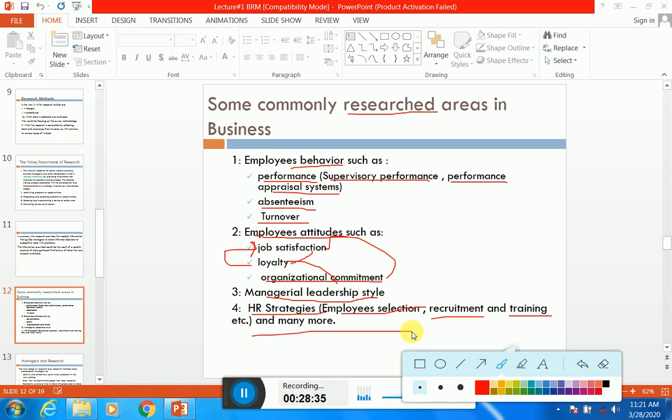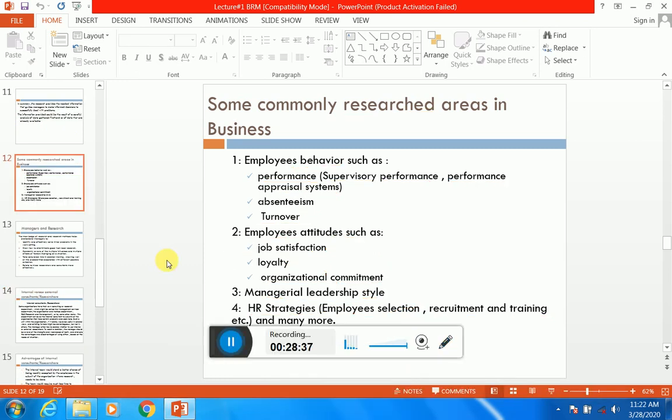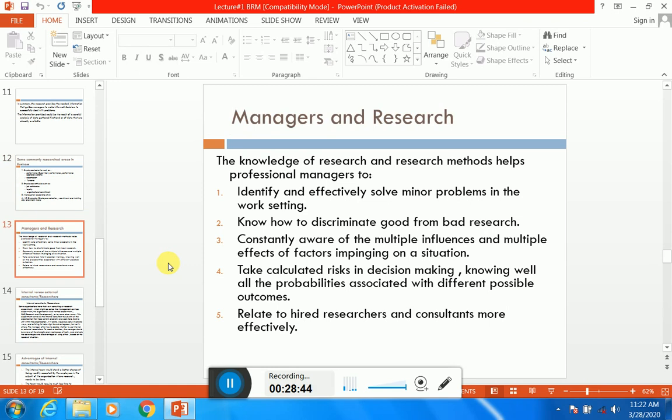Hope inshallah a bit idea will be clear. Now we will move to the next slide, and this slide is about managers and research. Again, the slide basically tells us how managers are linked with the research, or in other way we can say how research is important for the managers. Now let's start one by one.